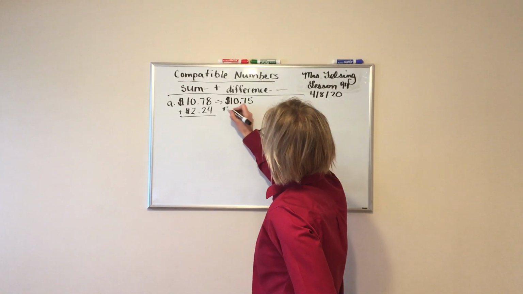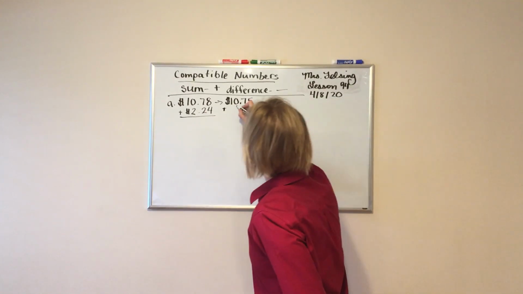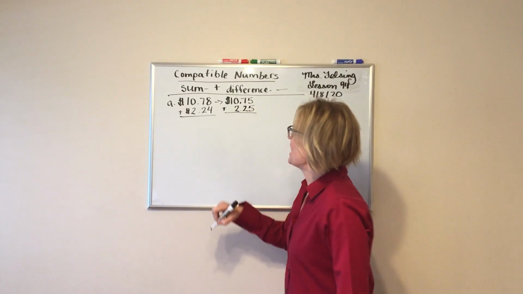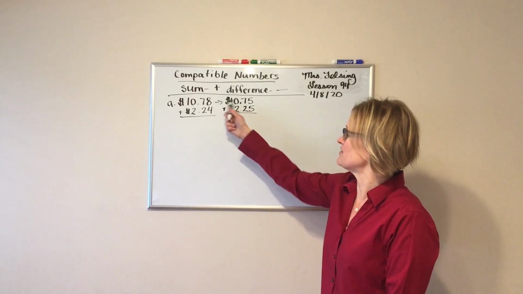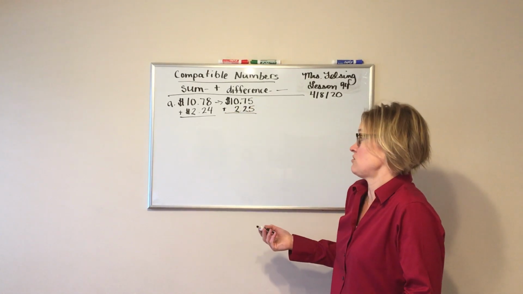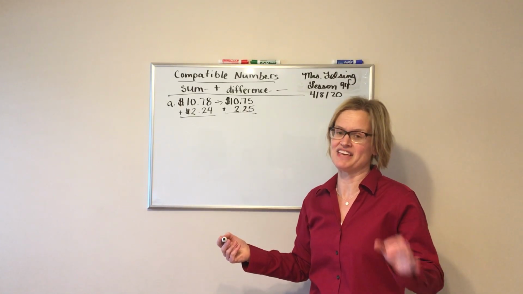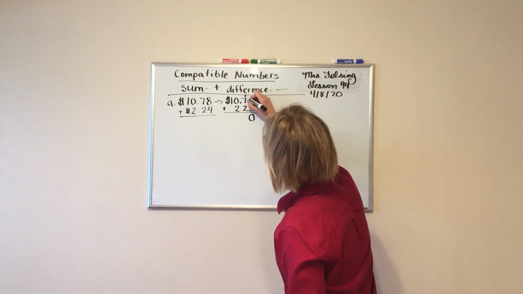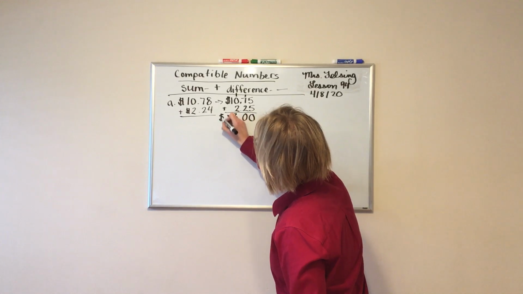$10.75 plus, why don't we change that to $2.25? That looks good. Because the difference between 78 cents and 75 cents is only 3 cents, and 1 cent for the other, so we're only 4 cents off. That is really close. Our answer, after we add it, is going to be $13.